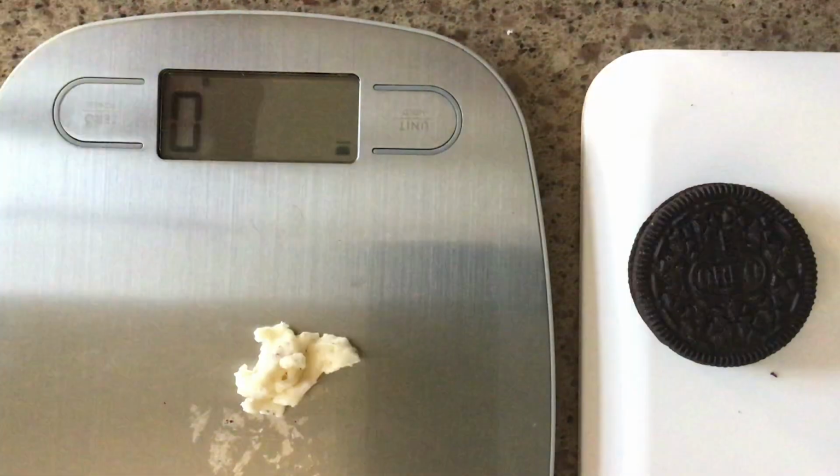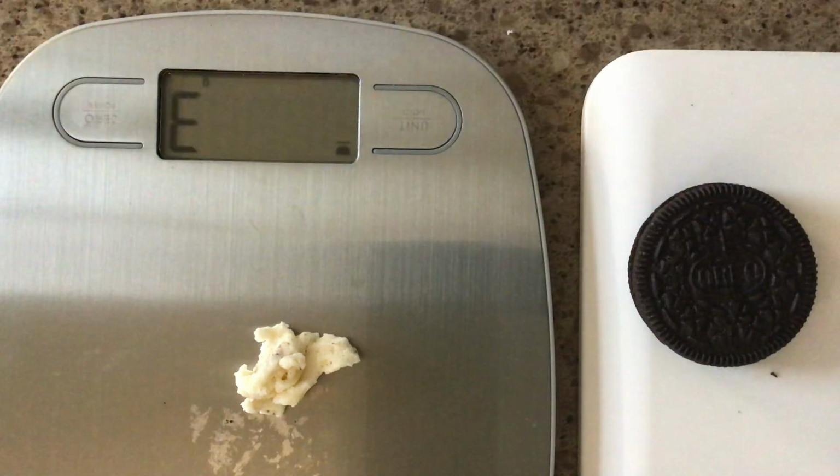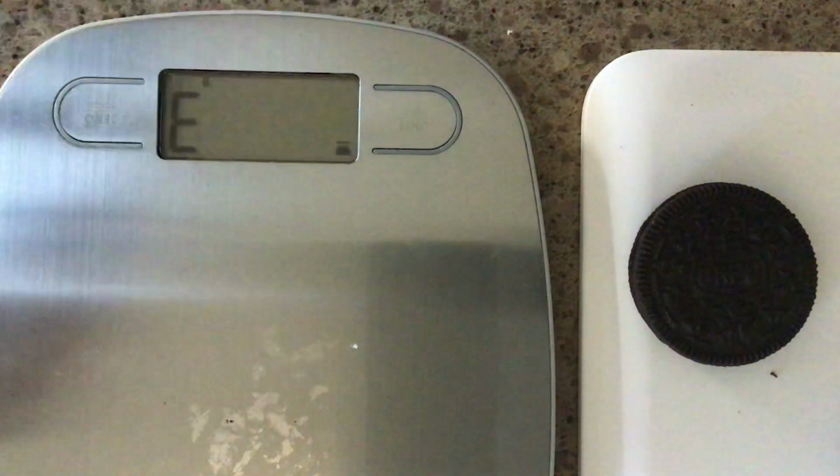Eight. Interesting, I'm getting 3 again. Okay, so mass for filling for this one, also 3. We'll see if maybe there's something up with my scale. We shall see. So mass of the second filling is 3.